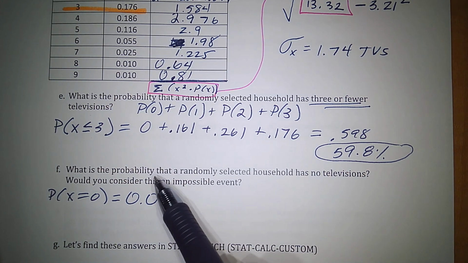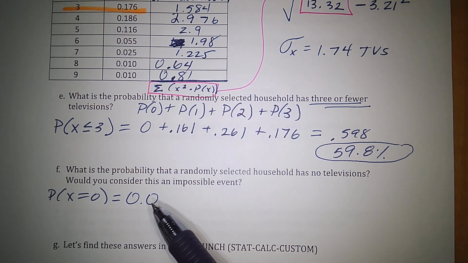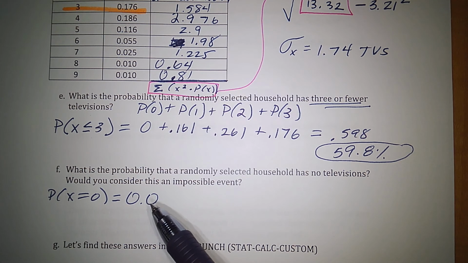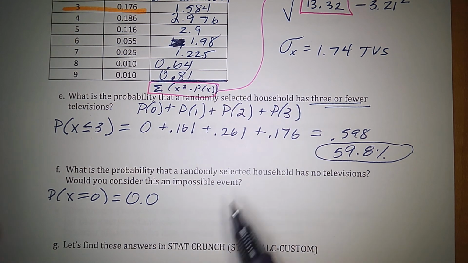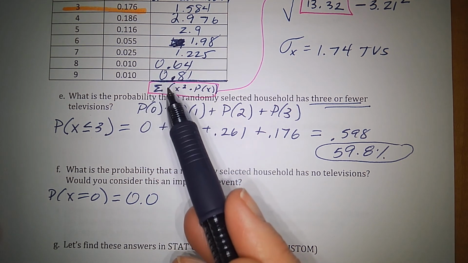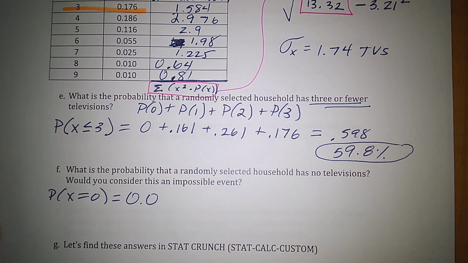But it says, would you consider this an impossible event? We designated back in Chapter 5 that if something has a 0% chance of occurring, it's impossible. So would you say it is impossible that a household in the United States has 0 TVs? Well, even though this probability is 0 for this particular sample, it does not mean it is impossible for the total population.